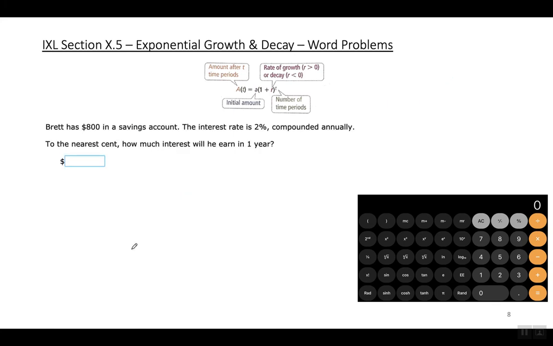All right. So let's look at this one. Next example. Brett has $800 in his savings account. That's his initial amount. The interest rate is 2%, compounded annually.